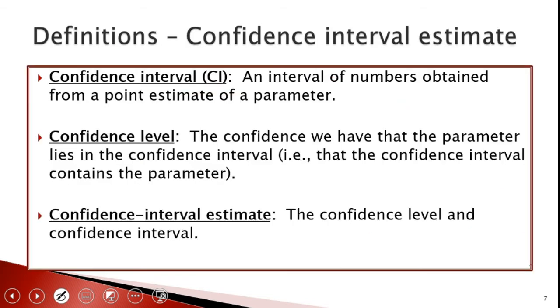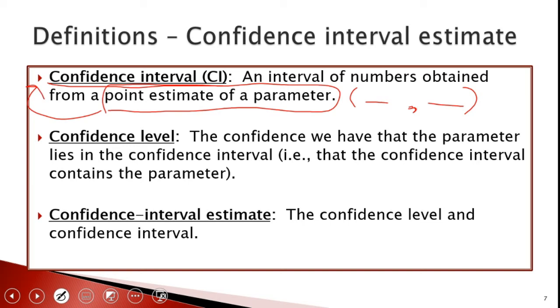Okay, let's see some definitions of what we are using here. Confidence interval. It is an interval like this. There are two numbers: minimum value, maximum value. So simply we call it an interval. It's an interval of numbers obtained from a point estimate of a parameter. So this is really important. We get this confidence interval by using a point estimate.